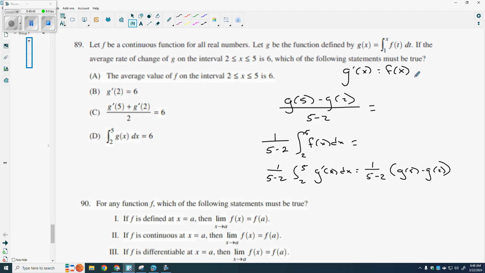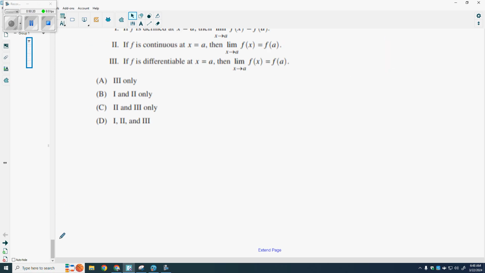But it's set up by knowing that g prime is equal to f, substituting the g prime into my definition for average value, and knowing we're taking the average value of f and the average rate of change of g. So we are comparing the average rate of change to the average value definitions. Letter A. All right, number 90.